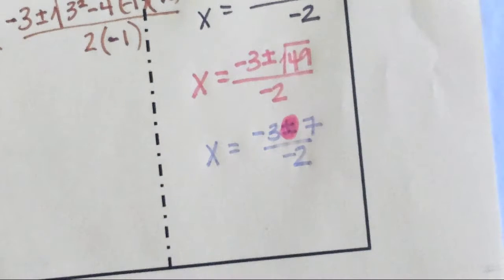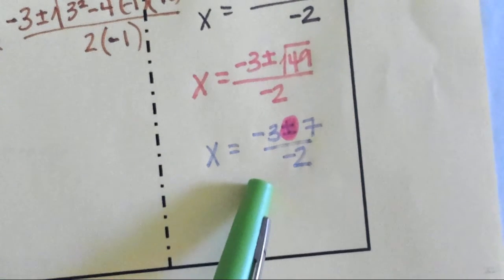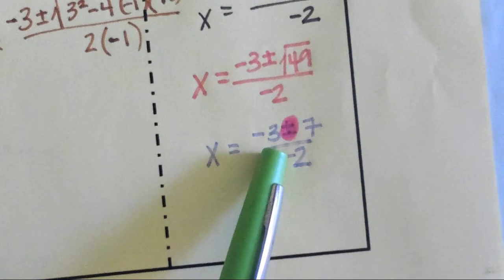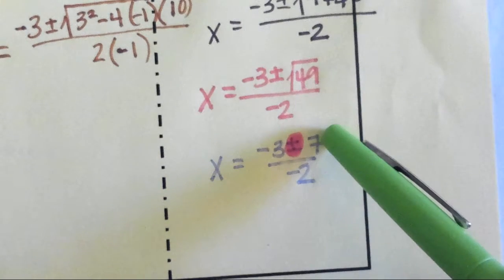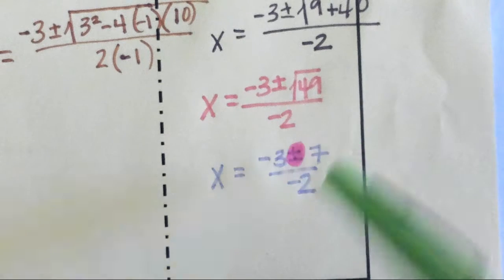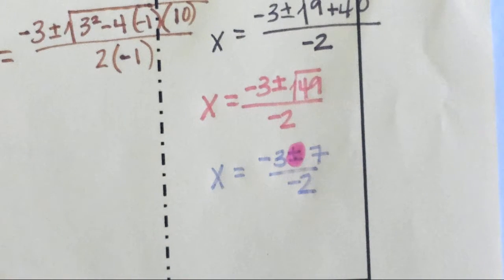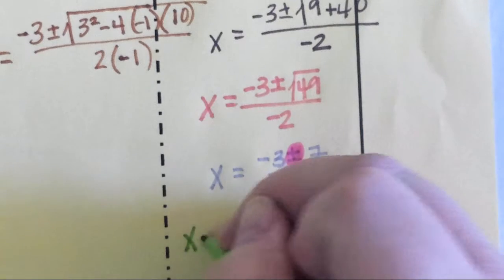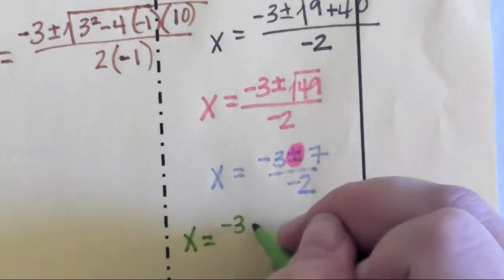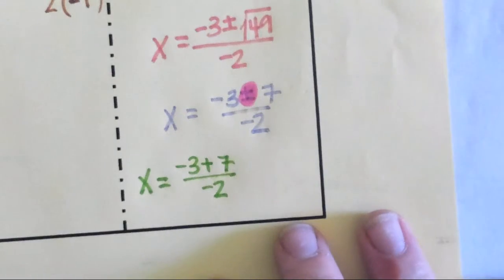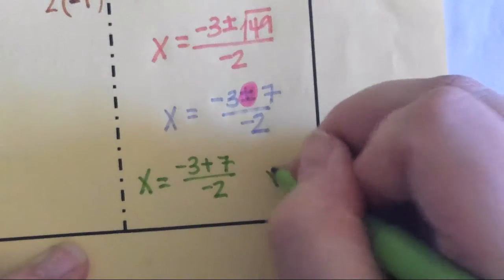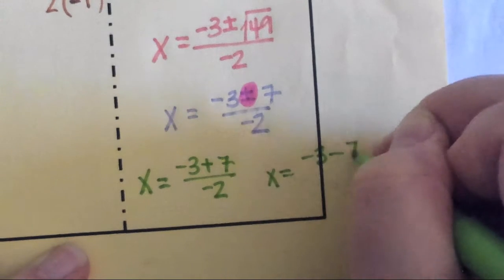Now we'll deal with the plus or minus. Is there a question with the purple step? No. Square root of 49 is 7. That's all I did from that purple step. And now I've got to deal with that plus minus because I have no other alternatives. So I do the minus with one, and I do the plus with the other. So negative 3 plus 7 over negative 2. Negative 3 minus 7 over negative 2.